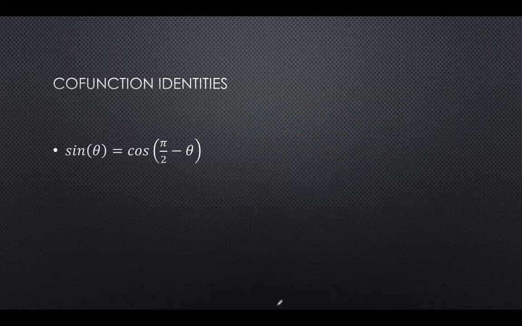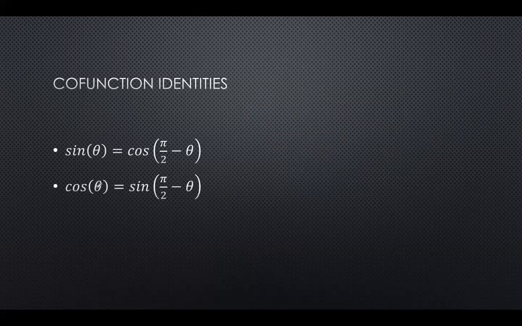So the next one is the cofunction identities, right? For sine, you can rewrite it as cosine by expressing the angle as pi over 2 minus this angle. Same thing for cosine: rewrite the angle as pi over 2 minus this angle. The reason we can do that is when you look at the right triangle, if this is theta, then the other angle is pi over 2 minus theta, because pi over 2 is 90 degrees.